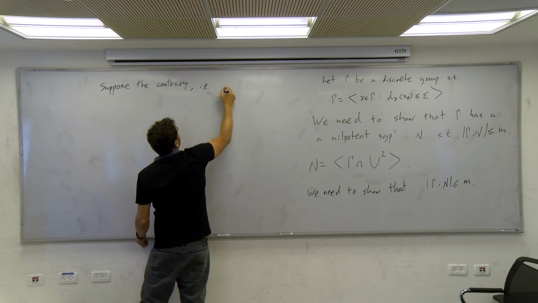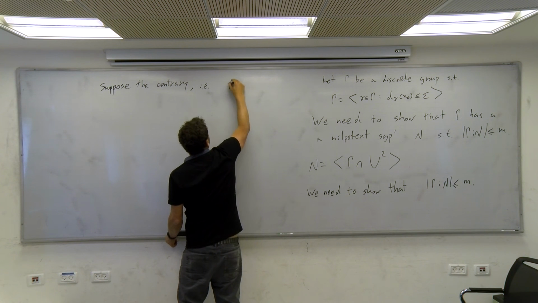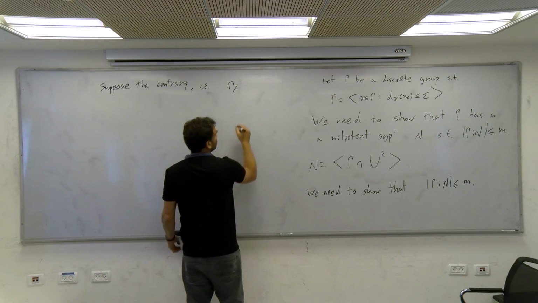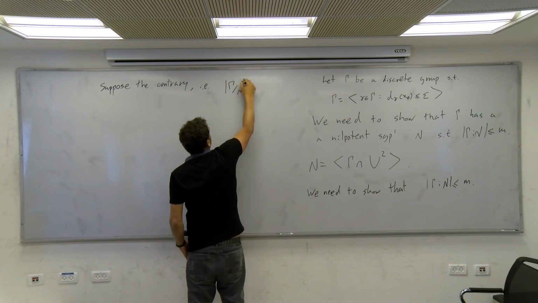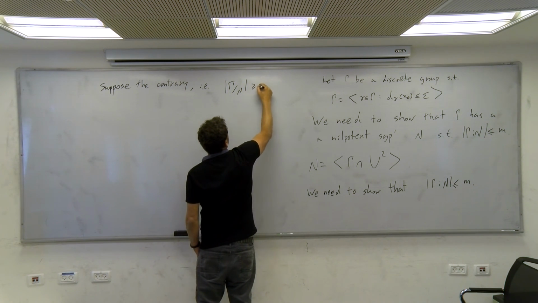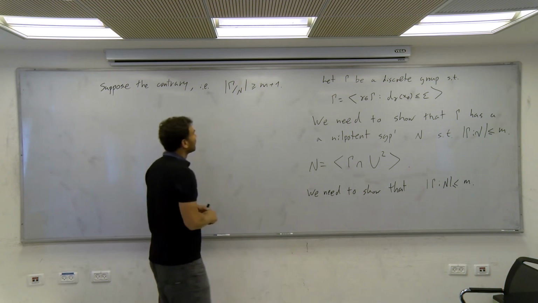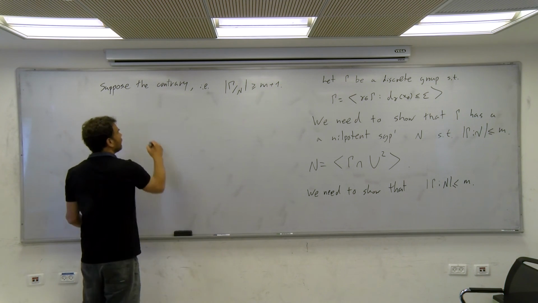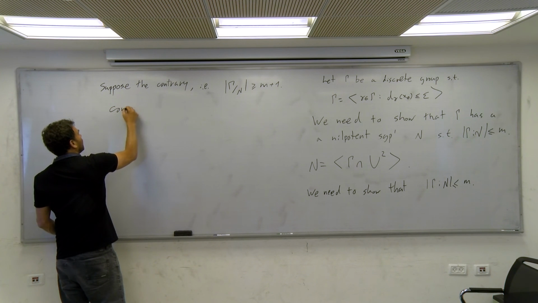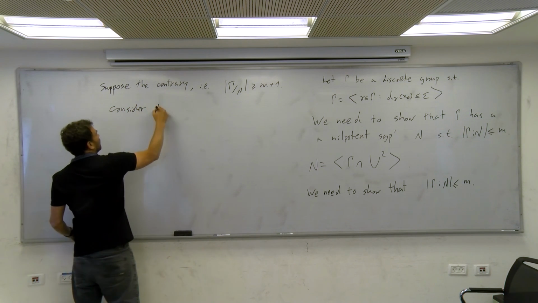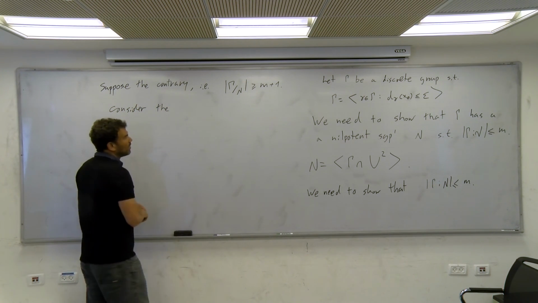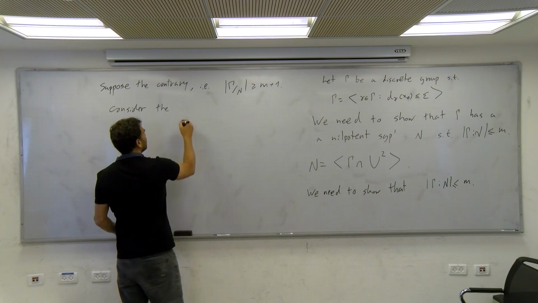I.e. that the index of N in gamma is at least M plus 1. And look at the Schreier graph. Consider the Schreier graph.